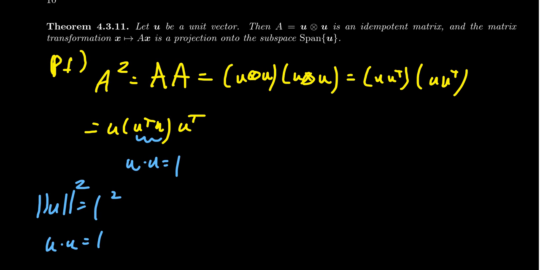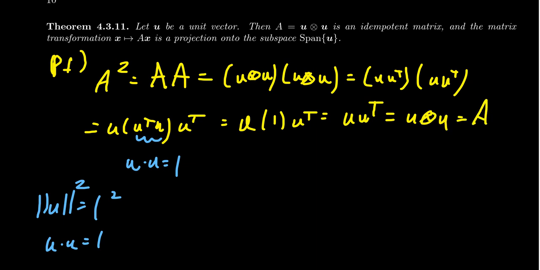So this gives us that you have u times the number 1 times u transpose. This just becomes u transpose, which is just the outer product, u tensor u. That was the matrix A again. So we always get that if you take the outer product of a unit vector with itself, this will always create the projection map onto the line spanned by that unit vector.